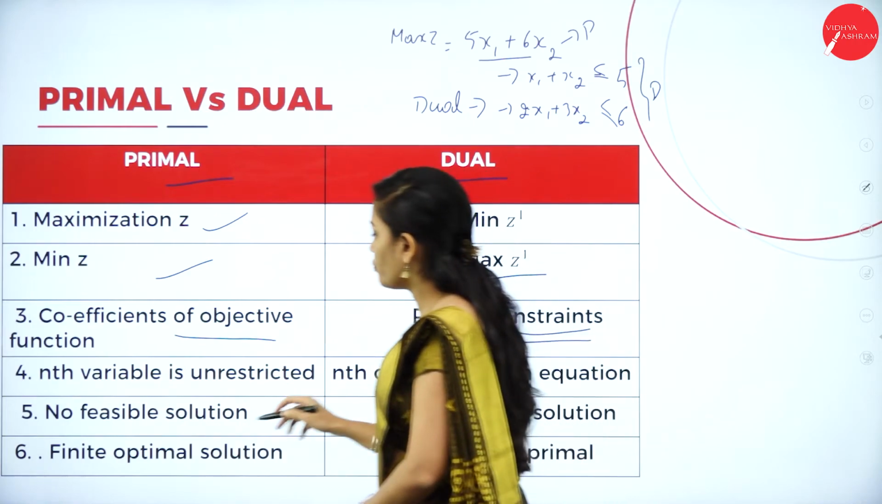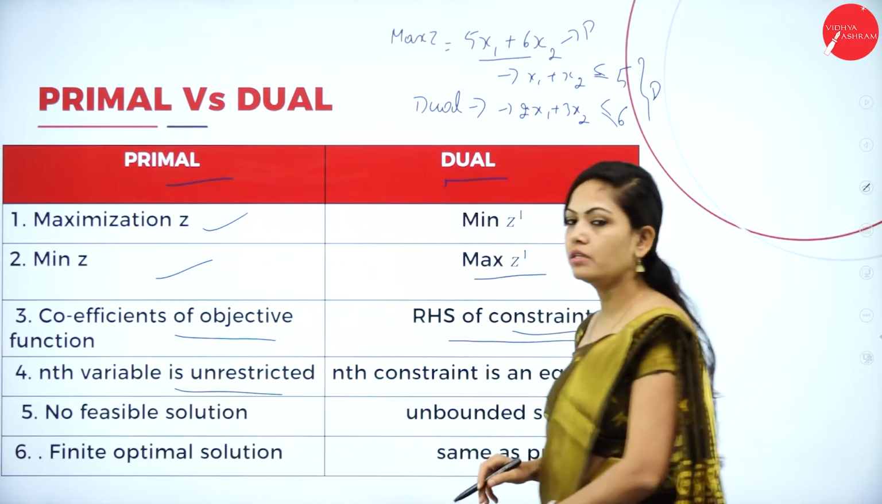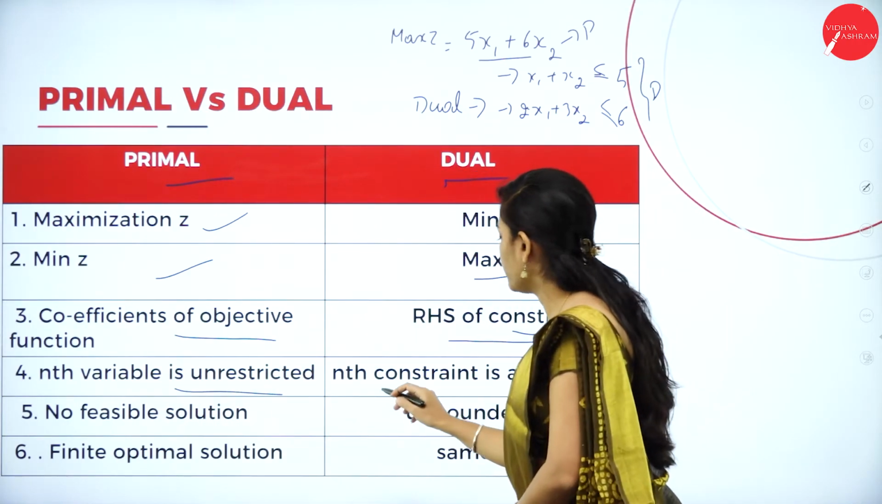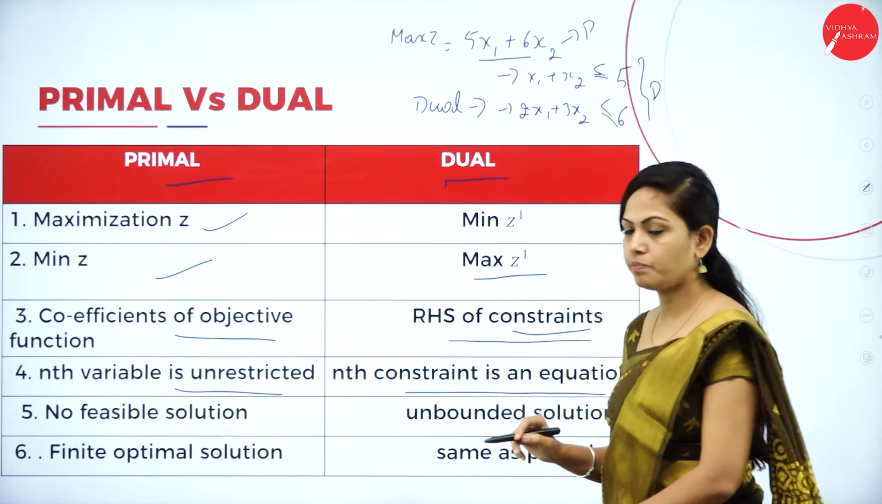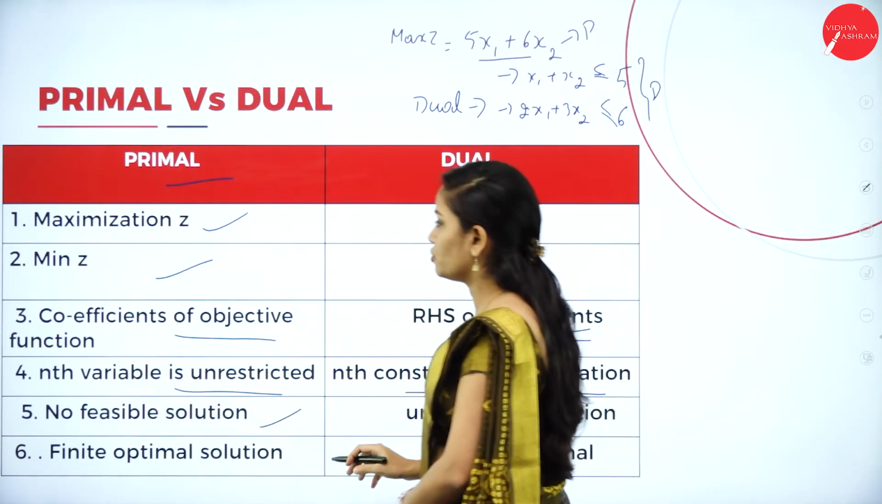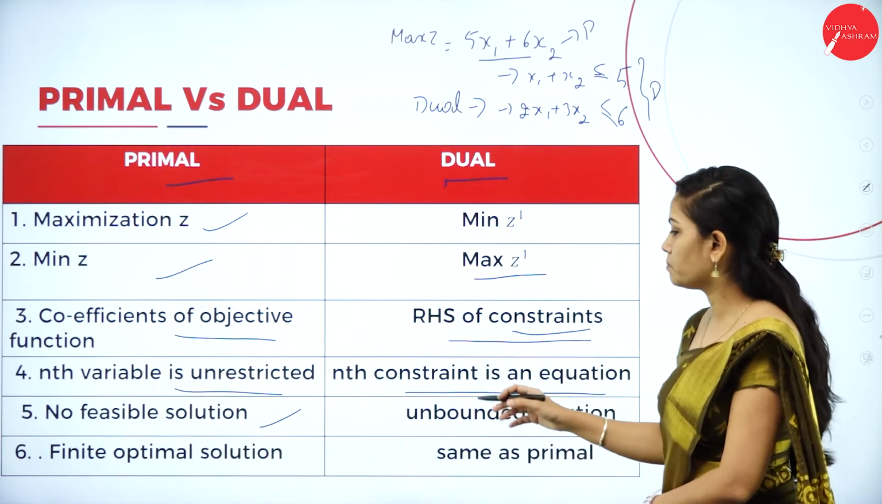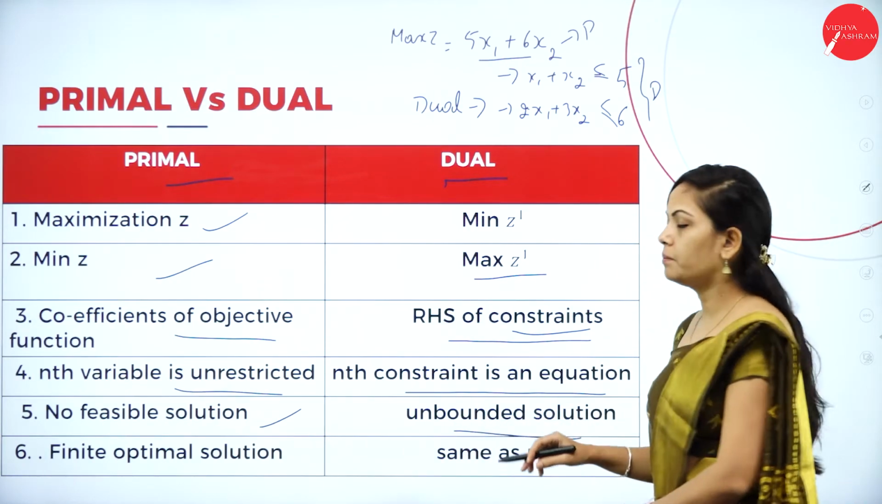The nth variable is unrestricted, which I will explain while doing the problem. The nth constraint is an equation. And if there is no feasible solution for the maximization primal, then the dual has an unbounded solution.